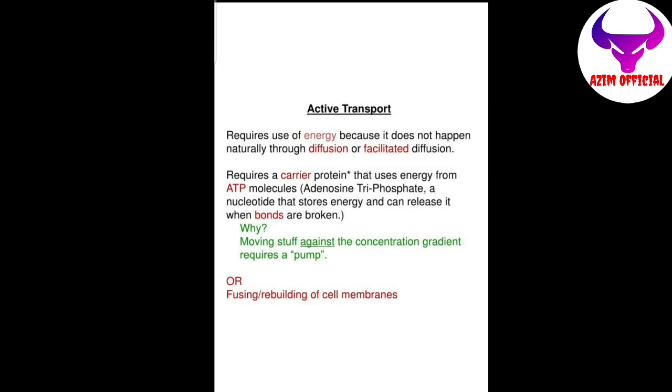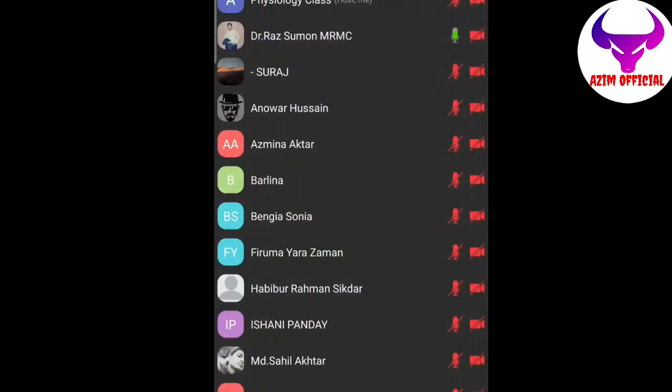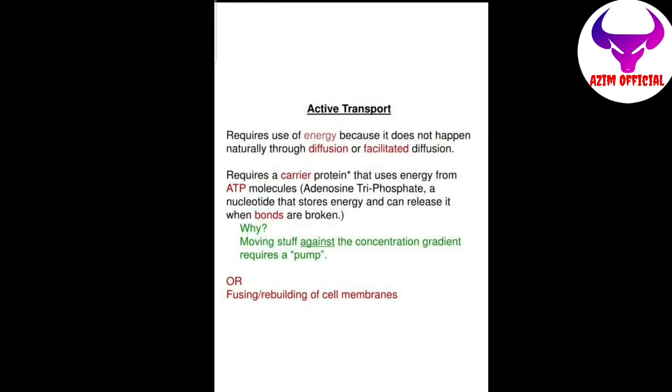Primary active transport and secondary active transport. The active transport, as we said, requires use of energy. The characteristics of active transport: it requires use of energy because it doesn't happen naturally through diffusion or facilitated diffusion. It is a kind of facilitated diffusion. In facilitated diffusion we need a carrier protein, but in this case we need energy also. If you don't have energy, there will be no active transport.